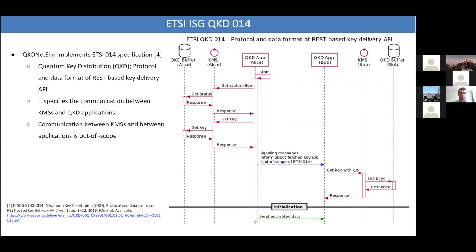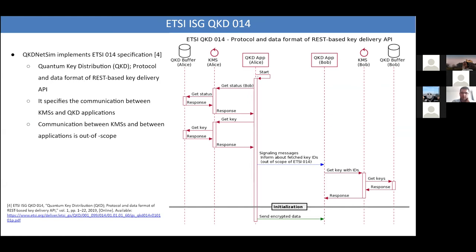I'm going to remind you, for those that are not familiar with ETSI 014, how it works, what the main functionalities of the ETSI 014 protocol are. It's based on a REST API, and it is designed to support communication between the KMS and QKD applications, right? So this is the left side, the QKD application Alice. It has its own KMS and its own QKD buffer where the keys are stored, right? And then we have the symmetrical components on the Bob side, on the user B right side.